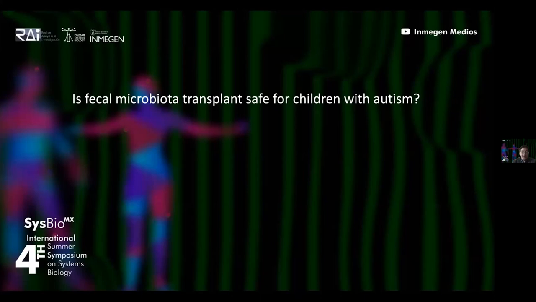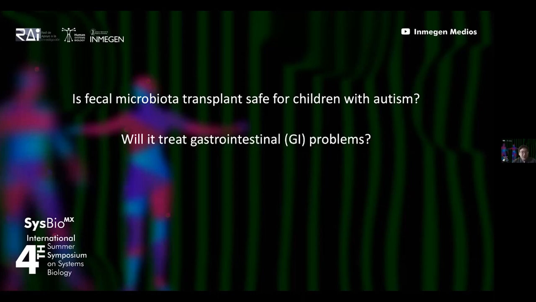So there are a couple of questions that we have. First, is fecal microbiota transplant safe for children with autism? Will it treat gastrointestinal problems like constipation and diarrhea? And how about the severity of autism symptoms? Does this fecal microbiota transplant really help to improve the autism symptoms? That was the question that we had.